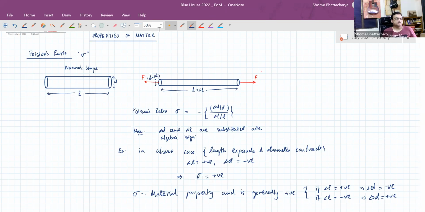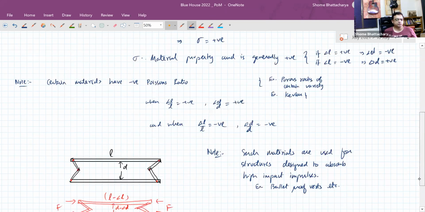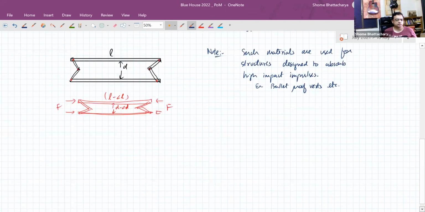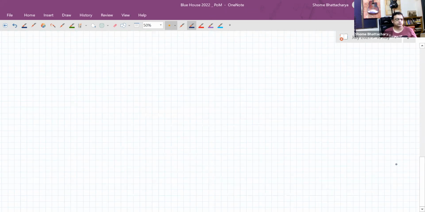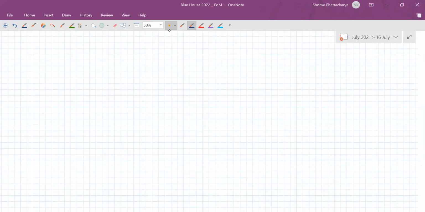Okay, so this is done. This is all about Poisson's ratio. Now, any doubts from properties of matter from your module or from HC Verma? Sir, can you just show that note once again? Yeah.